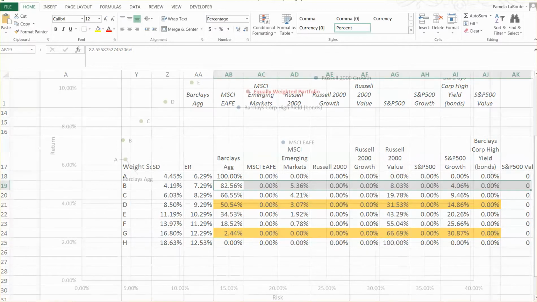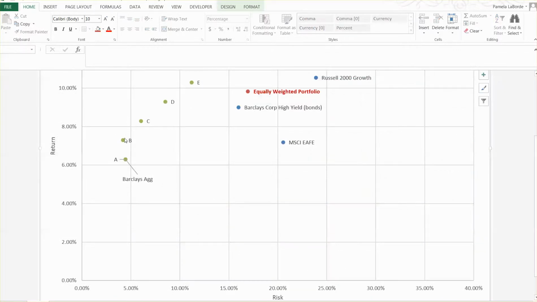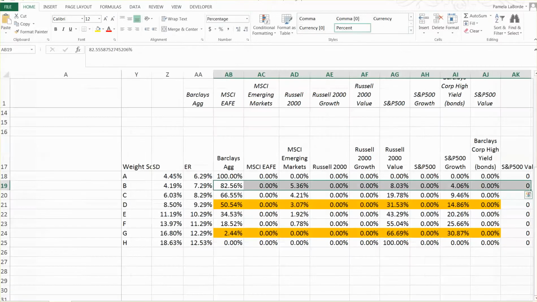Let's look at point D. Point D is a riskier position. It's going to result in risk of about 8.5% compared to risk of 4.19%. So it's about twice as risky. But the trade-off for that extra risk that you'd be taking is it would have generated you higher return, 9.29% versus 7.29%. So it would have generated 2% more return. How would you have needed to have weighted your indexes to accomplish point D?